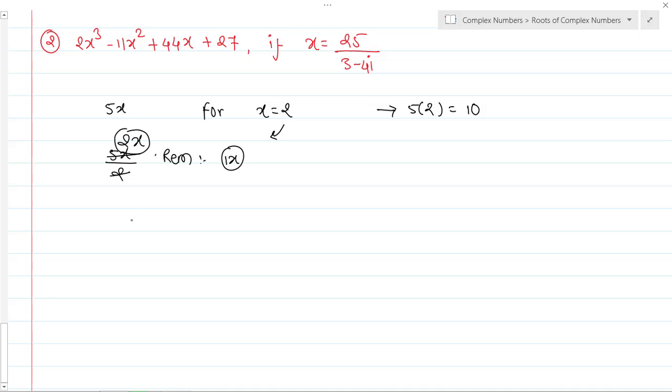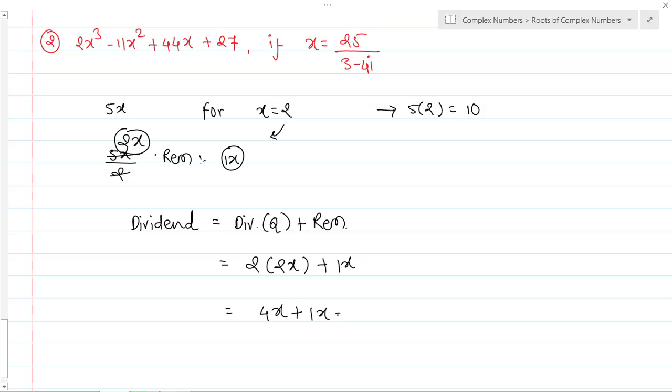You know that dividend is equal to divisor into quotient plus remainder. I hope you know this; it is a simple basic mathematical calculation. What is the divisor in our case? The divisor is always the small number, which is 2. The quotient is the answer you get, which is 2x. The remainder is 1x. So 2 into 2x is 4x, and 4x plus 1x is 5x. This 5x is nothing but my dividend. Yes or no?